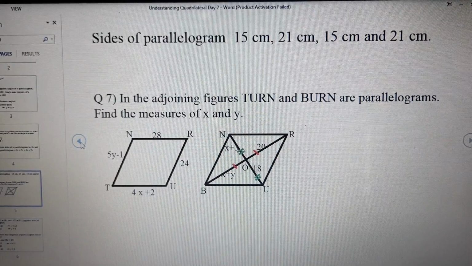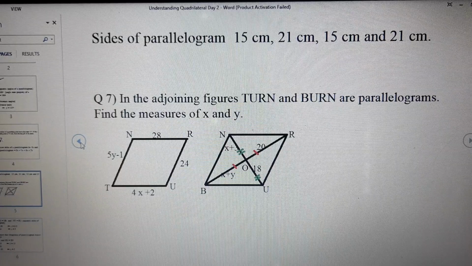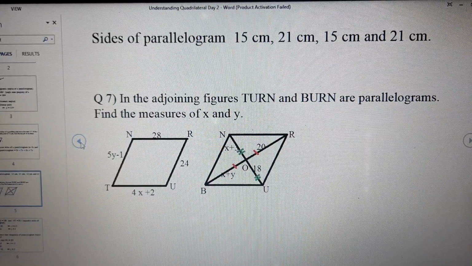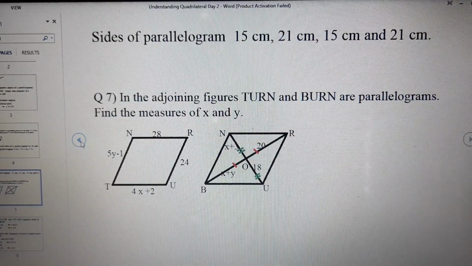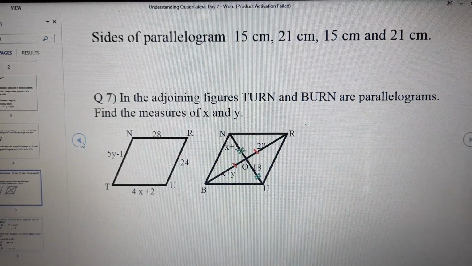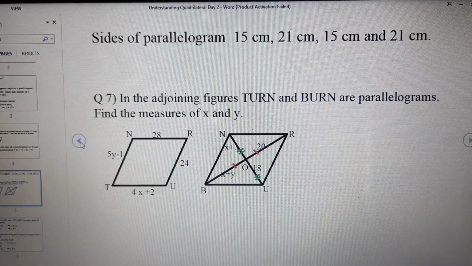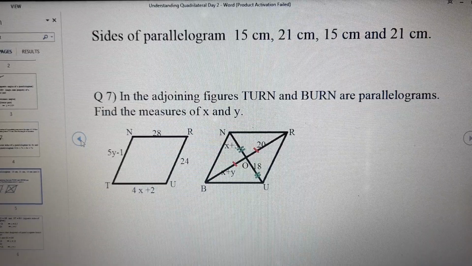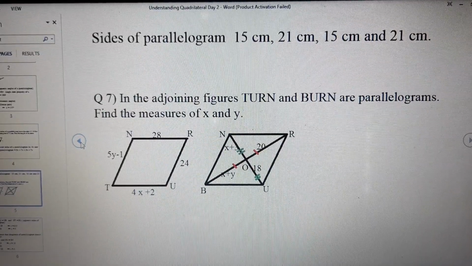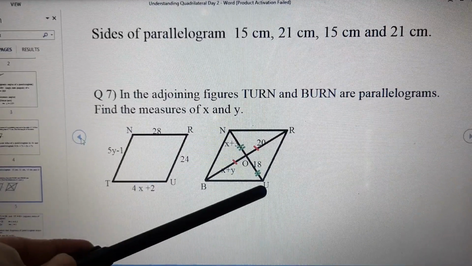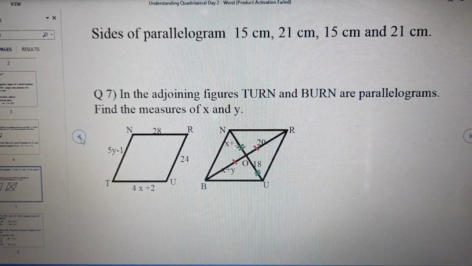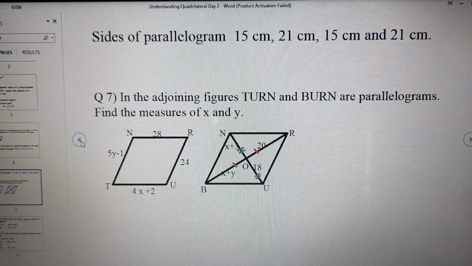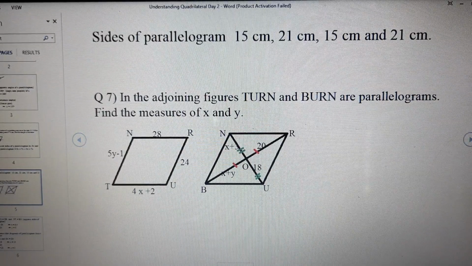So which property are we supposed to look for? The diagonal property of a parallelogram. The diagonal property says that the diagonals of a parallelogram bisect each other. Bisect each other means, as you can see, they are intersecting at point O. So bisect each other means ON is equal to OU, okay, and OB is equal to OR. Red mark line is equal to red mark line, green mark line is equal to green mark line.